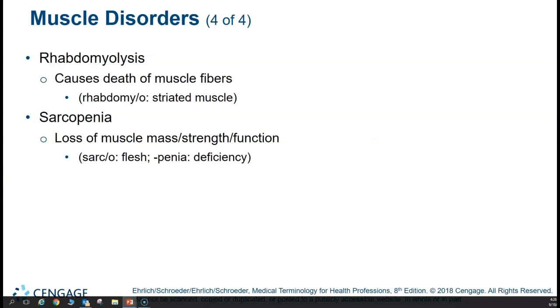Again, this was a big area for the last. Penia is a deficiency. So this is deficiency of the flesh. So if we see those terms, you need to be able to break it down. But penia means deficiency. Rhabdomyo is a striated muscle. That's the combining form.